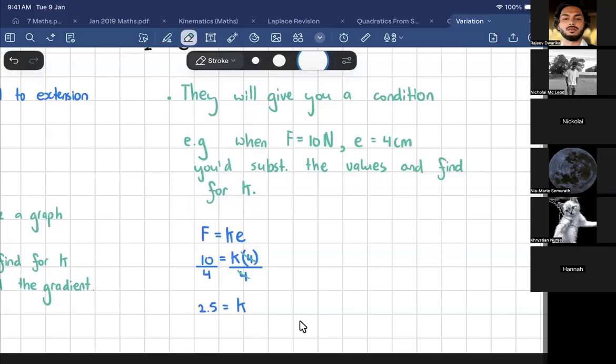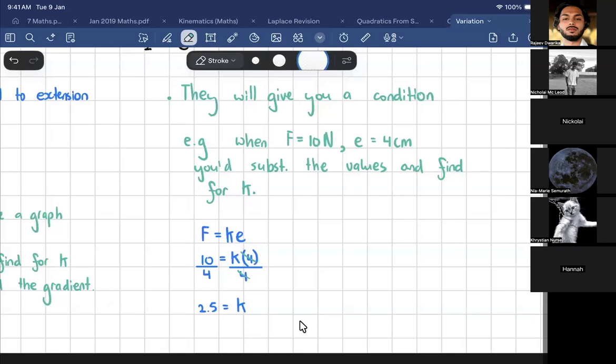Hannah, let me know if you understand this other way as well. This is what CXC typically does. Instead of giving you a graph, they might give you a condition. You plug that into the relationship you come up with, and you find for k. Let me know if you understand this, Hannah. Yes, sir.